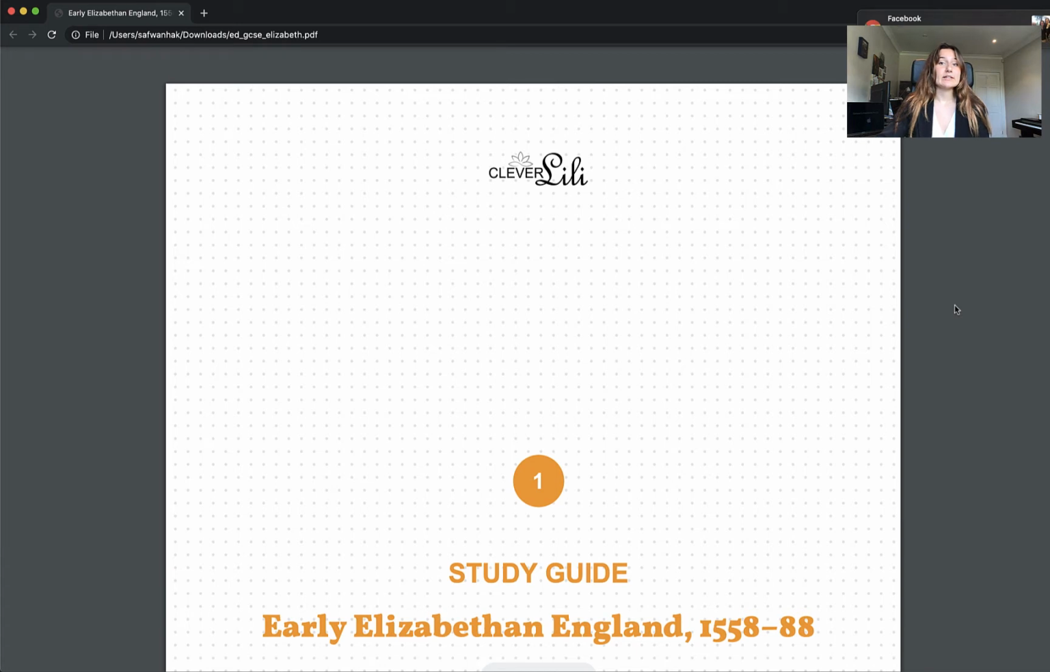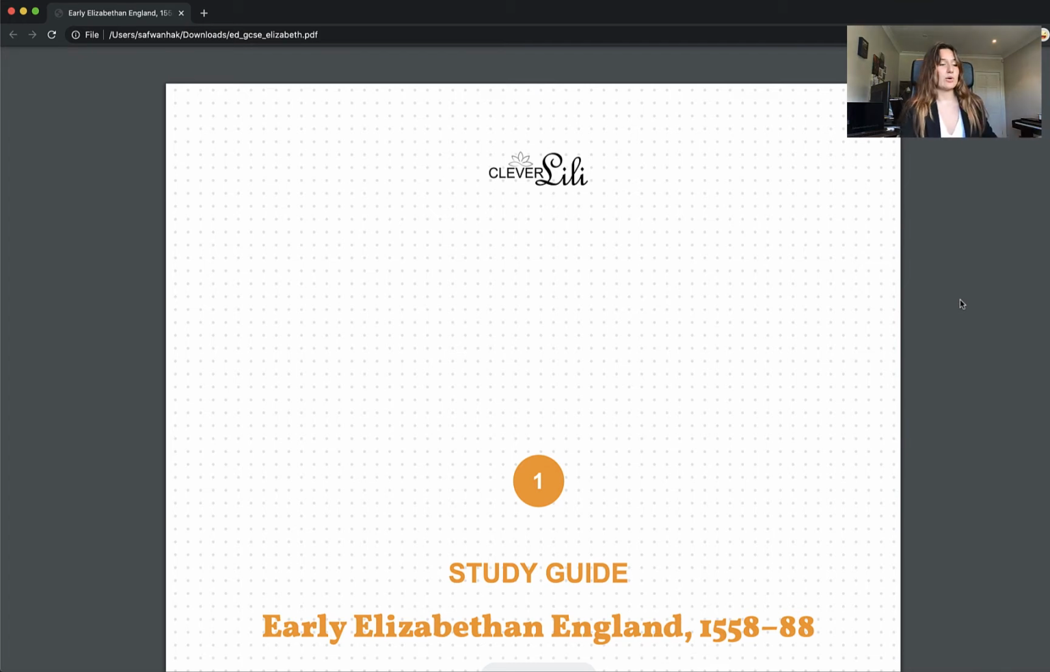So recently, Clever Lili has introduced revision guides. So I'm just going to show you what those look like. These are some of our revision guides. Here we have Health and the People, also Germany. There's one for every topic which we cover on the app. So that's a grand total of 44 different topics, all covering AQA, CIE, Edexcel, and obviously GCSEs and IGCSEs.